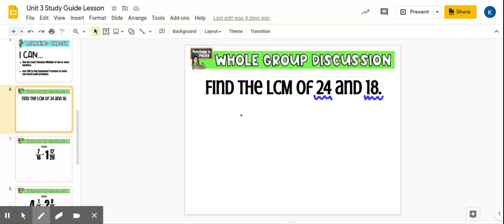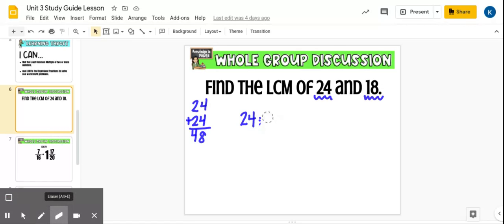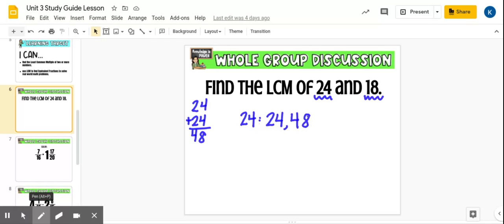So what I'm going to do is start with 24. And because I don't know how to skip count my 24s very well, I'm going to use repeated addition. So 24 plus 24 is 48. Okay, so you always start with the number. Let's try that again. 24, and then we can do 48. And I'm just going to continually add 24 to the sum so that I can keep finding multiples.